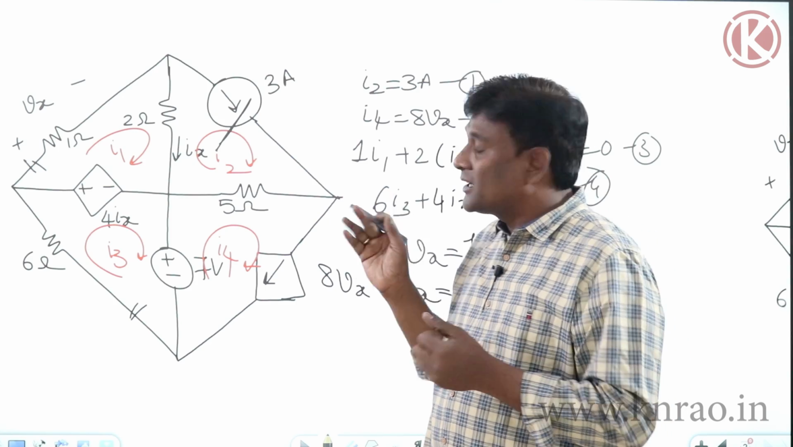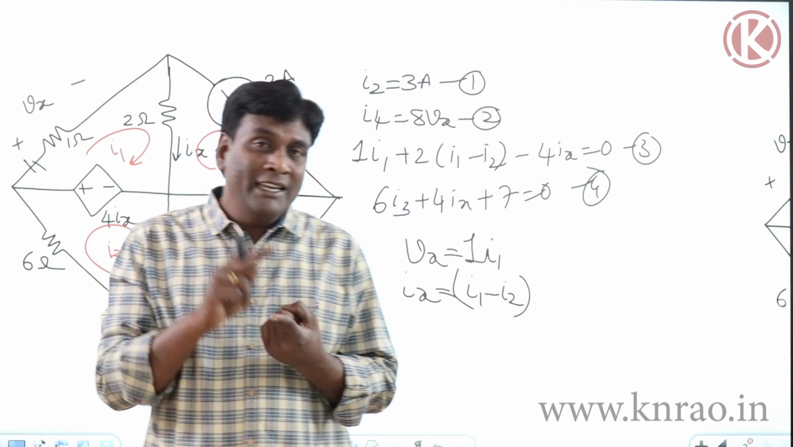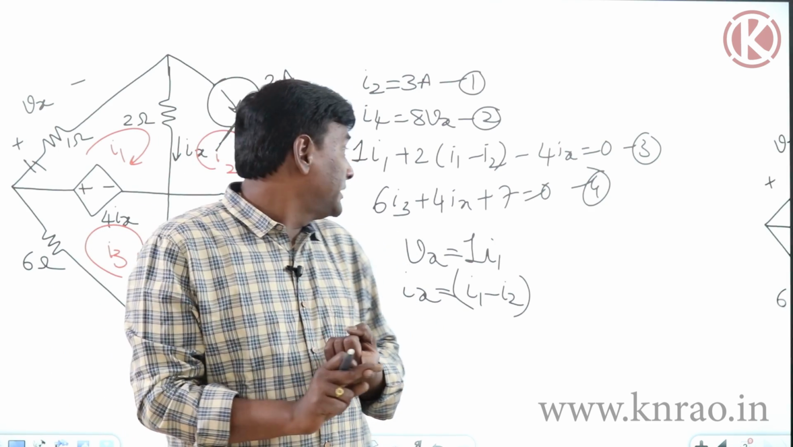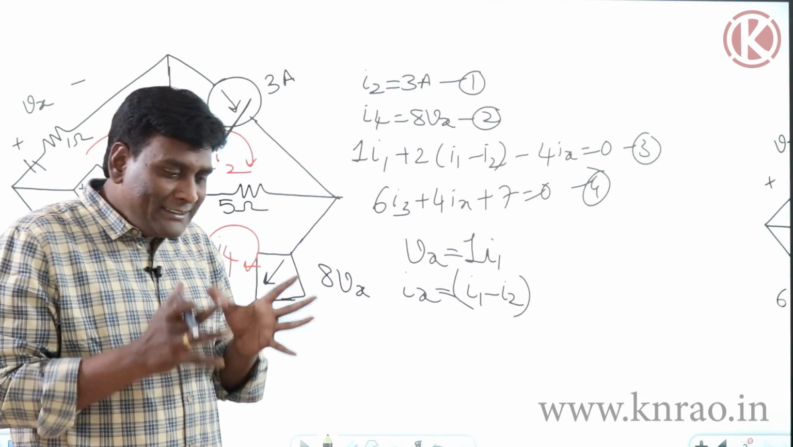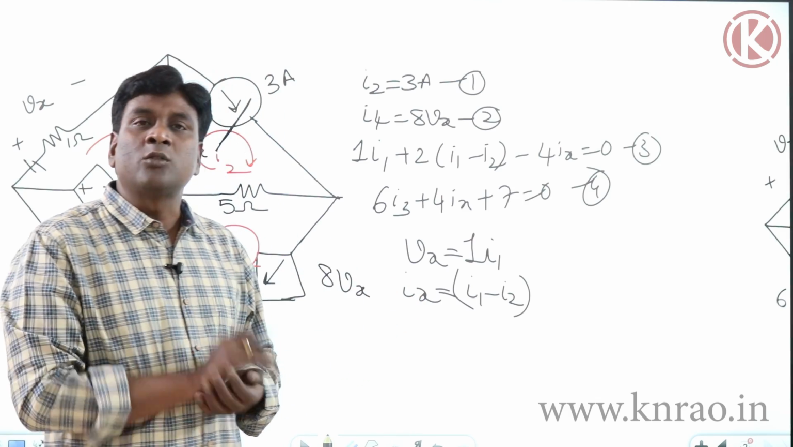Why? Because of current sources. So the conclusion is very simple: application of KVL is direct with voltage sources, indirect with current sources, but it is advantageous because we can shorten the calculation process.